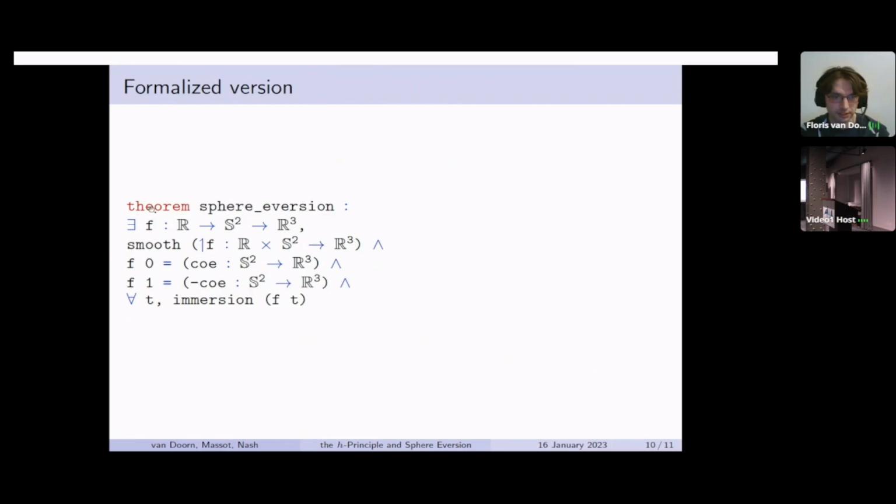It says that there's a function f, parameterized by some real number, of maps from the sphere into R3, such that the function f is smooth in both arguments, and with smooth I just mean infinitely often differentiable, and at 0 we get the inclusion map from S2 to R3, which is written with CoE for coercion. At 1 we get negative the inclusion map, and at every point we have an immersion.